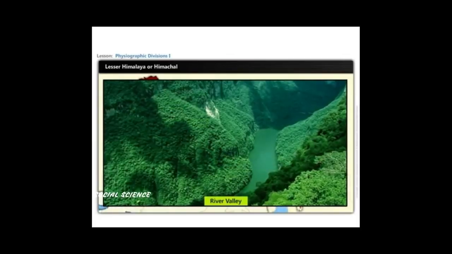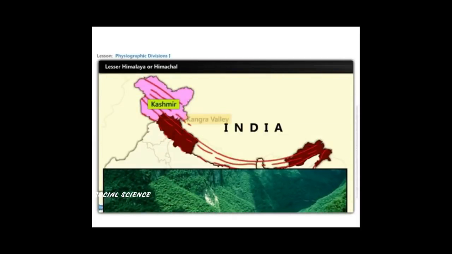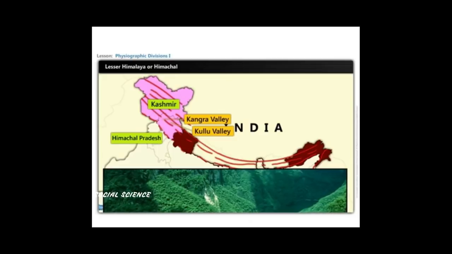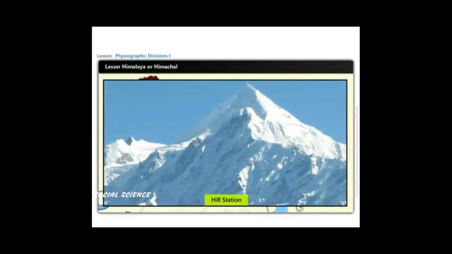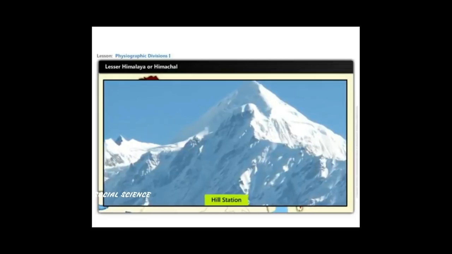This range consists of the famous valley of Kashmir, the Kangra and Kulu Valley in Himachal Pradesh, and famous for the hill stations. Can you name some of the hill stations located here? Mussoorie, Nainital, Ranikhet, Kulu, Manali are some of the famous hill stations located in this region.